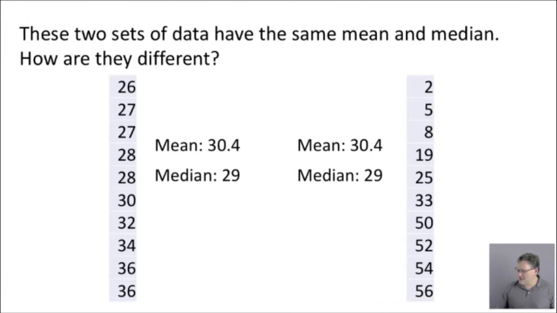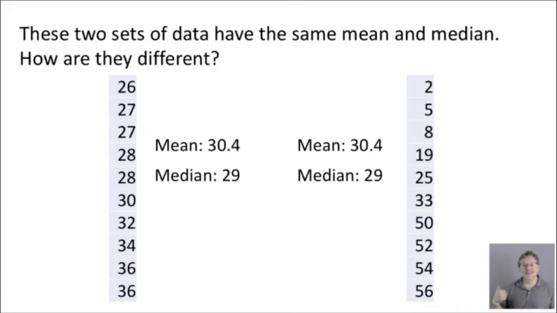So I'm taking a look here at two different sets of data, and we've already seen two different ways in which we can summarize the central tendency for each one of these data sets. They both have means that are 30.4, and they both have medians of 29. So we've concluded how to calculate all three different measures of central tendency here.